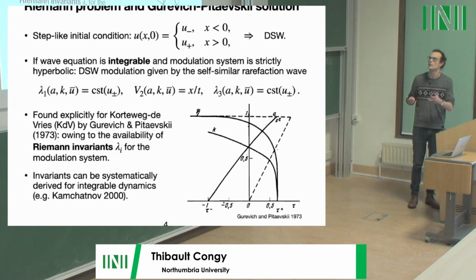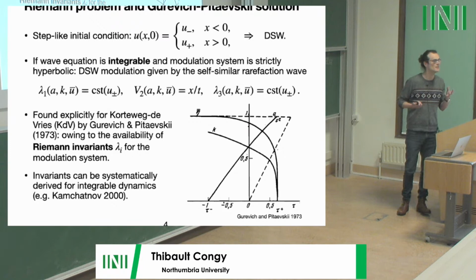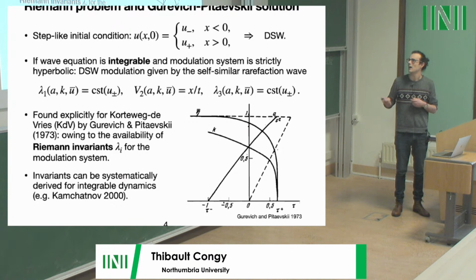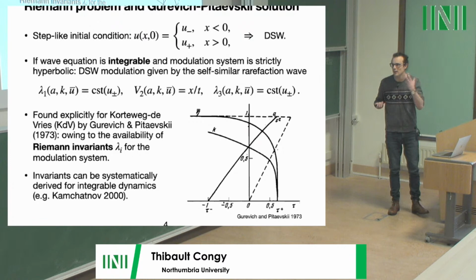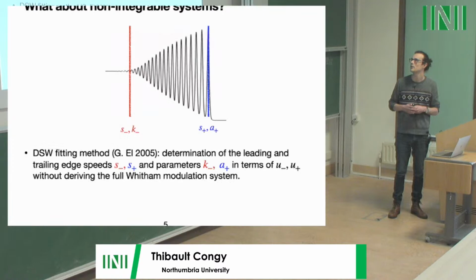So you can write this solution if you have this Riemann invariant. You can do this systematically for integrable systems. Here, as a reference, I put the book of Anatoly Kamchatnov on modulation for nonlinear waves, and as long as your dynamics is integrable, you can obtain this Riemann invariant. So what can you do when you have non-integrable dynamics? Now the story gets more complicated.